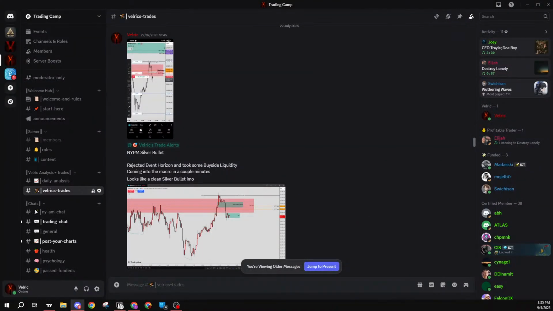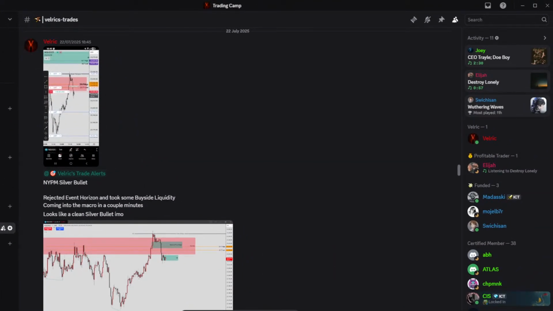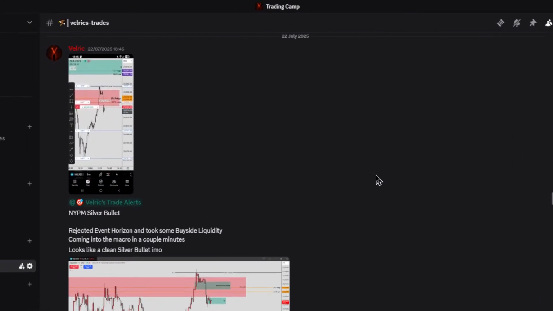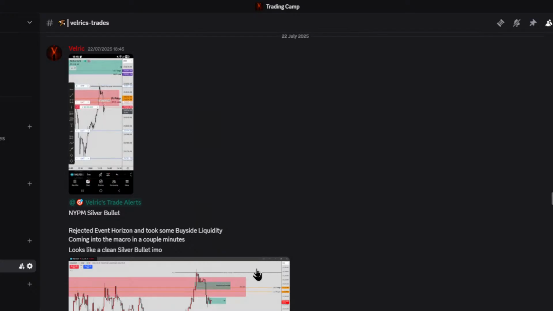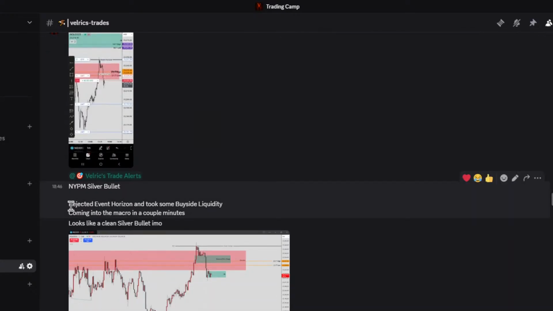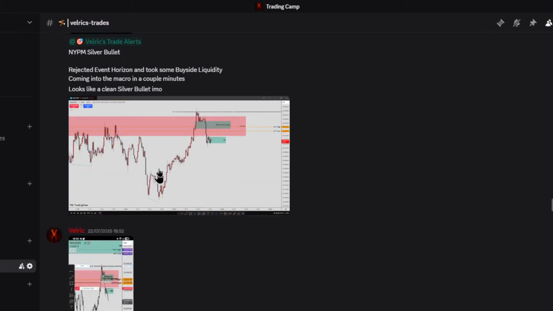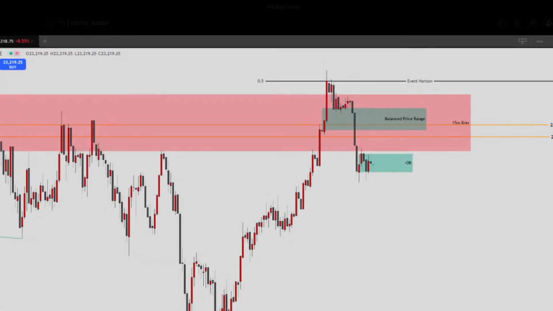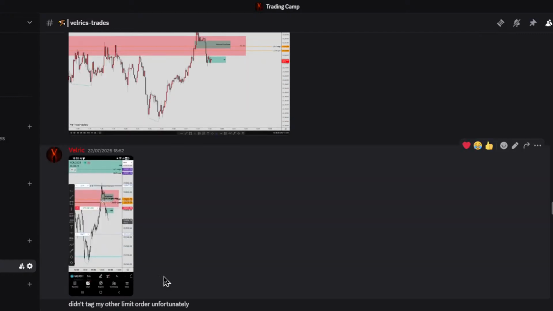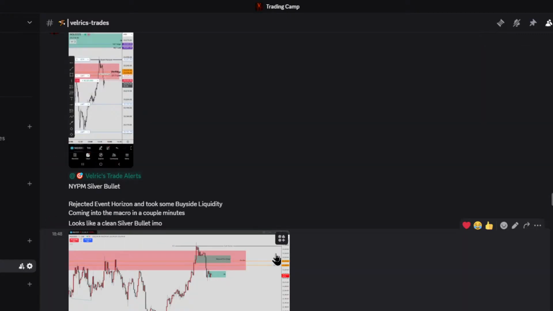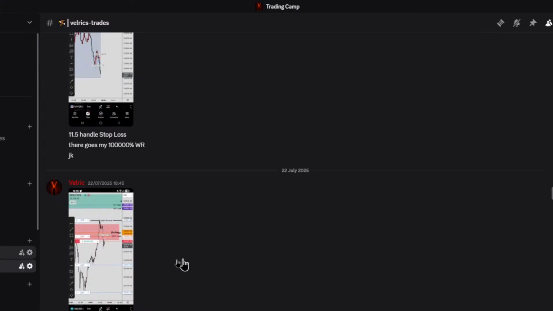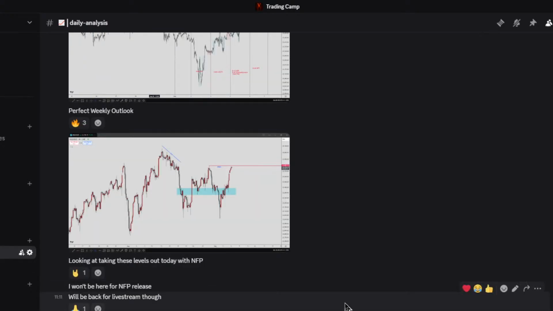So this is where we used to do live trades, in Velox trades. I used to ping an alert whenever I entered a trade like that. And then whatever, so rejected event horizon, took some buy side liquidity, coming into the macro, looks like a clean silver bullet. And yeah, that's what we do in the Discord, and we also have daily analysis. I don't do the live trades anymore, by the way.